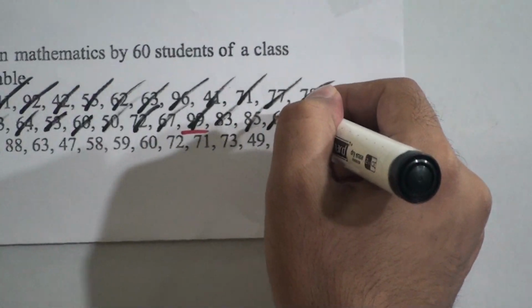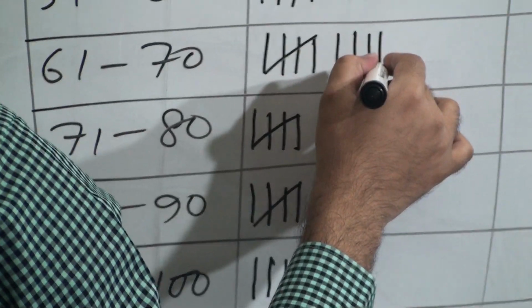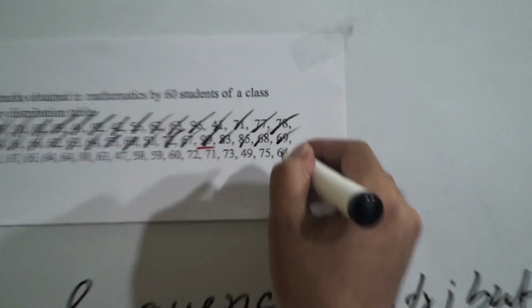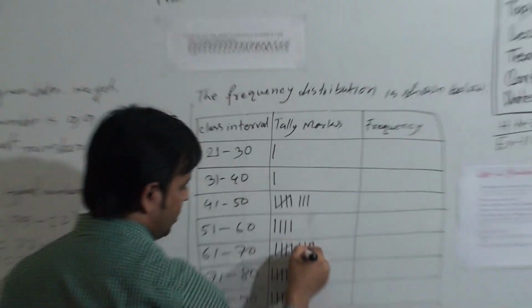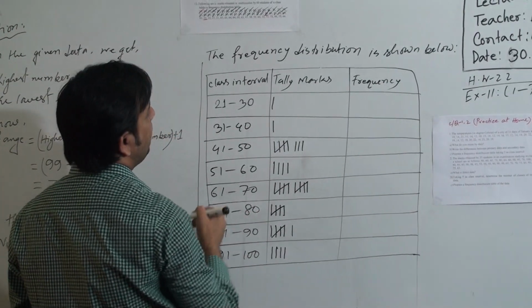Now 68. Where is 68? So this will be 61 to 70. 68 here. Now 69. Again 69 here. So this will be here diagonally.